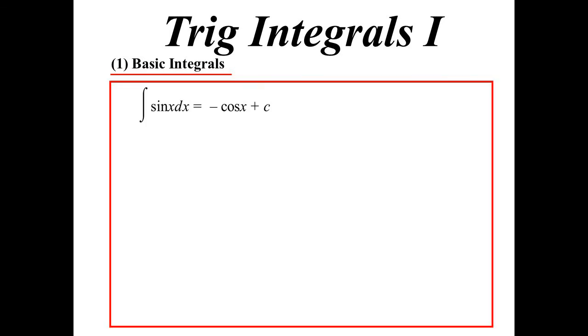We know that we integrate sine, we get negative cos. We know when we integrate cos, we get sine. And sec squared is tan. They're the three very basic ones. But other ones that we should just see and recognise.